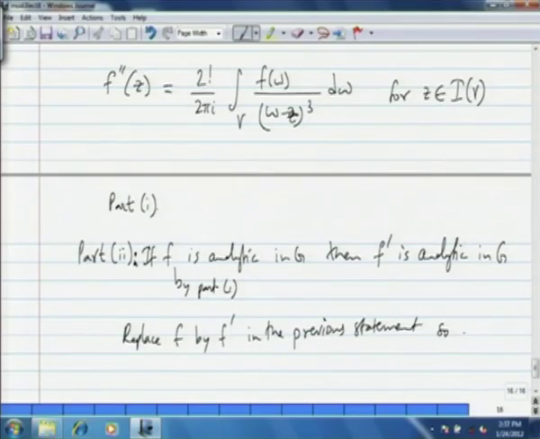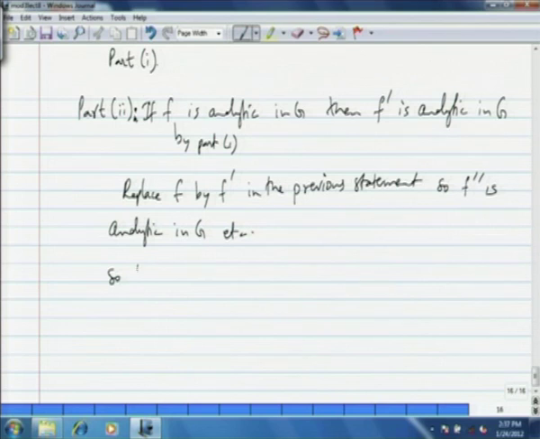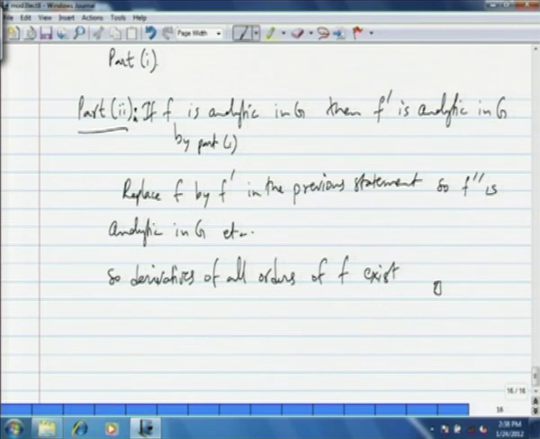So, replace f by f prime, and so f double prime is analytic in G, etc. So, you get that derivatives of all orders of f exist. And that is the proof of part 2 of this theorem. So, that is the end of the proof of this theorem.